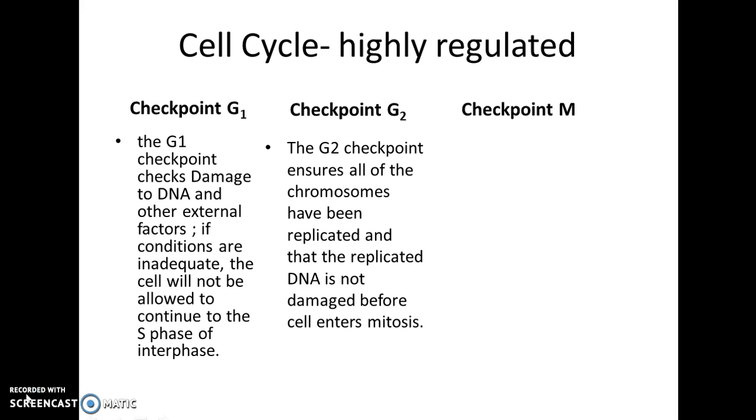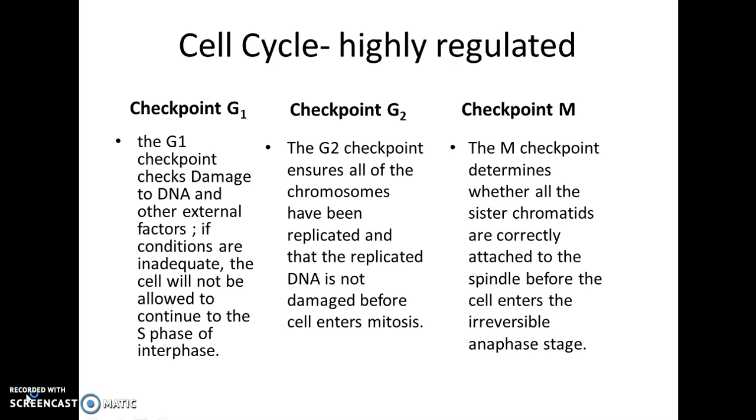So then we can move into checkpoint M. So checkpoint M determines whether all the sister chromatids are correctly attached to the spindle before the cell enters anaphase. So Micah, what's anaphase? Anaphase is when the chromosomes move away from one another to opposite sides of the spindle. What you were just talking about. Alright, the spindle, that's great.